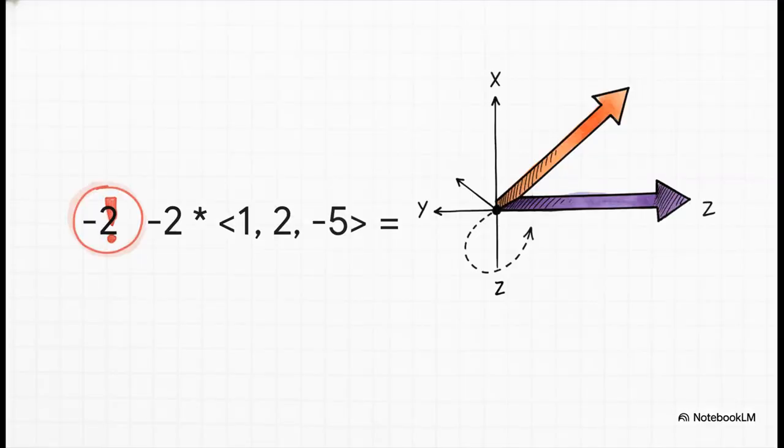And now for the second part. We're calculating negative 2 times vector B. Now listen up, because this is a super common place to make a mistake. You have to make sure that negative sign gets distributed to every single component. So, negative 2 times 1 is negative 2. Negative 2 times 2 is negative 4. And negative 2 times negative 5, that gives us a positive 10. And there's our second vector.